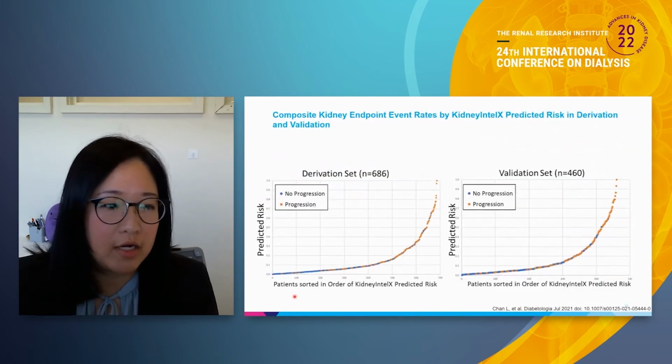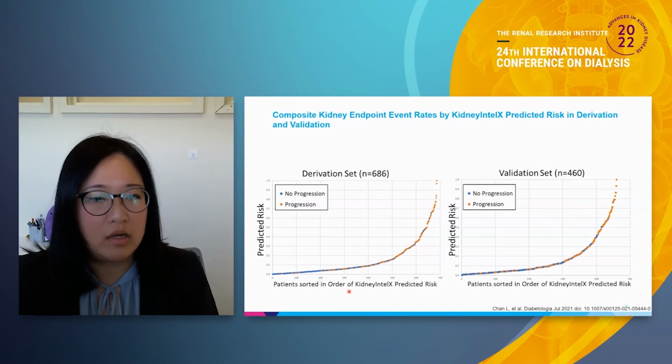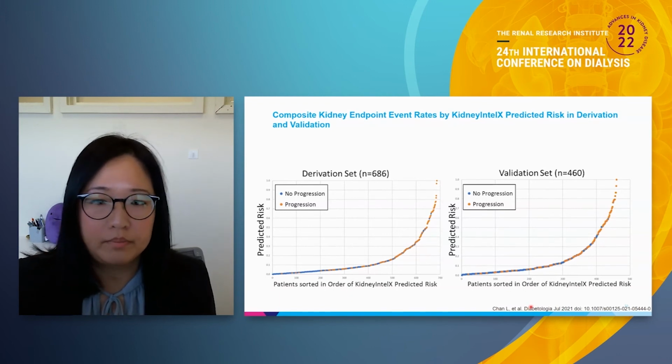Here are the patients sorted by the predicted risk. For the higher risk individuals here on the right, as you can see, there are more orange dots, indicating that patients who had higher predicted risk did have true progression, while those who had lower predicted risk did not have progression, indicated by the blue dots. And this is the same in the derivation and also the validation set.